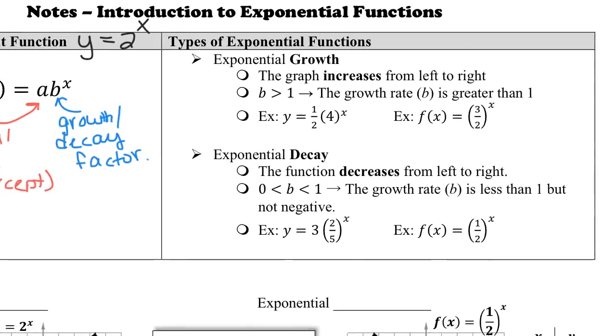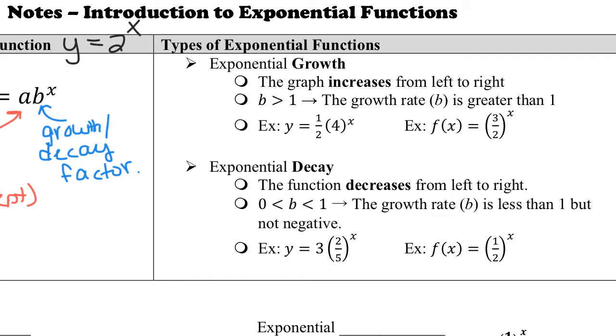Now there's two types of exponential functions. Exponential growth, which increases from left to right on a graph. It has a b value greater than 1, so that number that is attached to the x exponent has to be something greater than 1. So for example, we have y equals 1/2 times 4 to the x. The 4 is what we decide is the growth or decay. Since the 4 is greater than 1, we call this a growth.